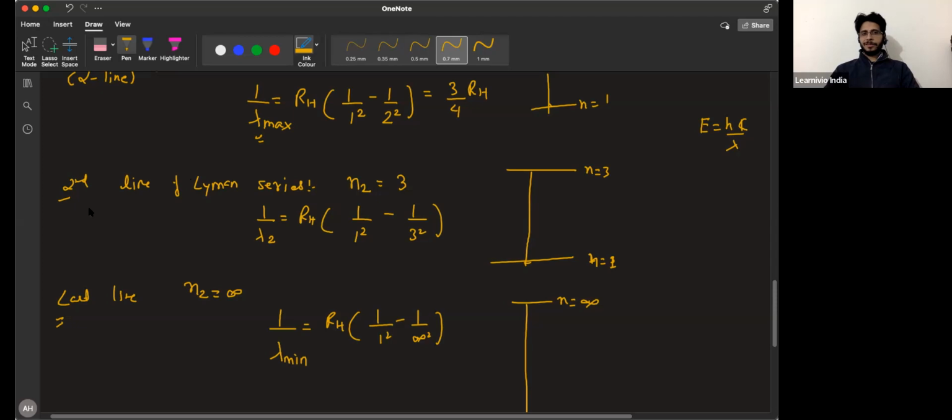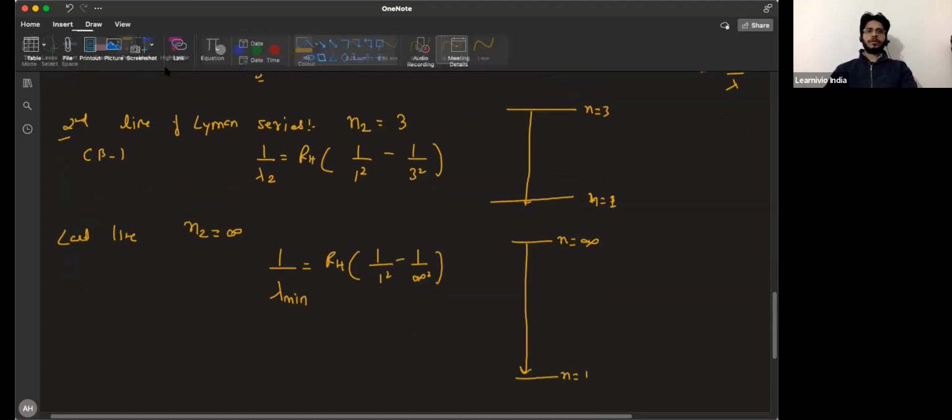The second line is sometimes known as the beta line. The third line is known as the gamma line. You should know these terminologies. If we're asking you to calculate the H alpha line, that means they're asking about the first line. H beta line means the second line of the transition. Noted? Yes, sir.